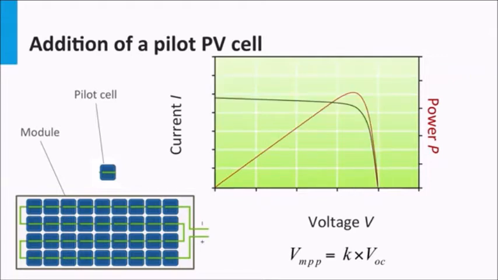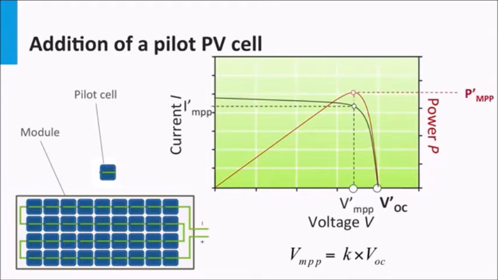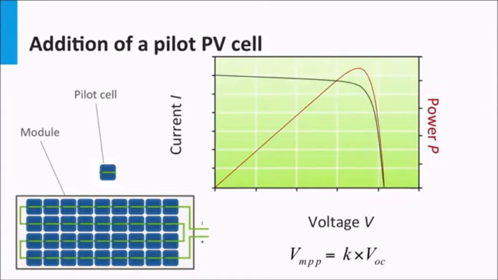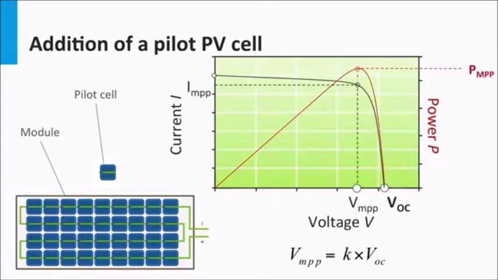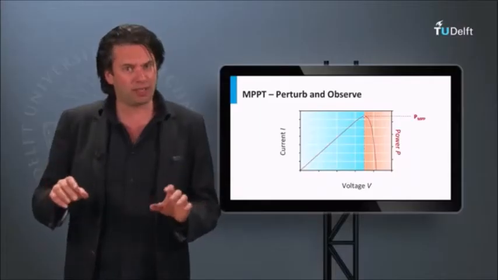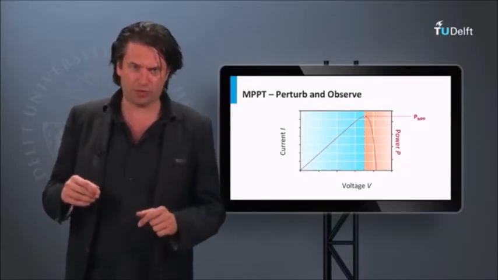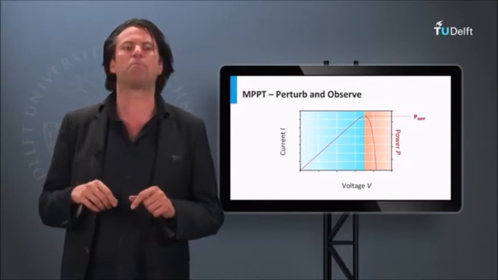Thus, while the pilot PV cell provides a good estimate of the module's open circuit voltage, the maximum power point voltage can be calculated as VMPP equals the K value times the open circuit voltage, and the PV voltage can be adjusted accordingly without having to disconnect the PV module. Note that the inclusion of the pilot PV cell merely avoids the losses due to module disconnection. This method would still suffer from the problem of depending on the K value for estimating the maximum power point voltage.